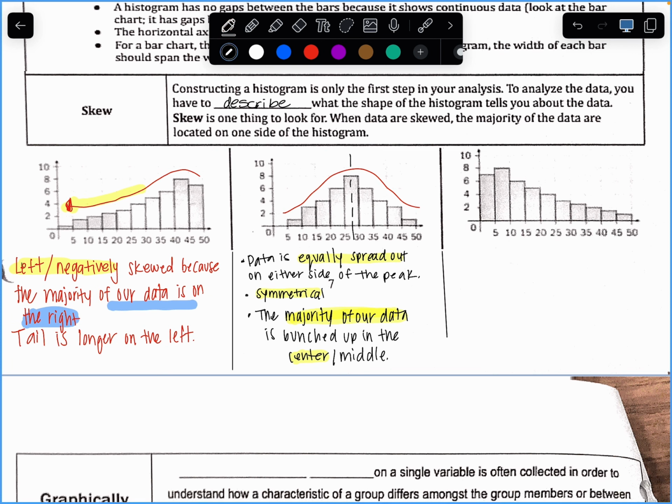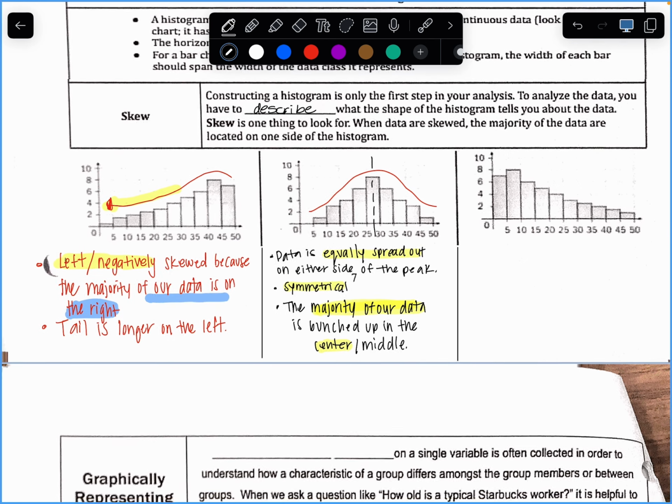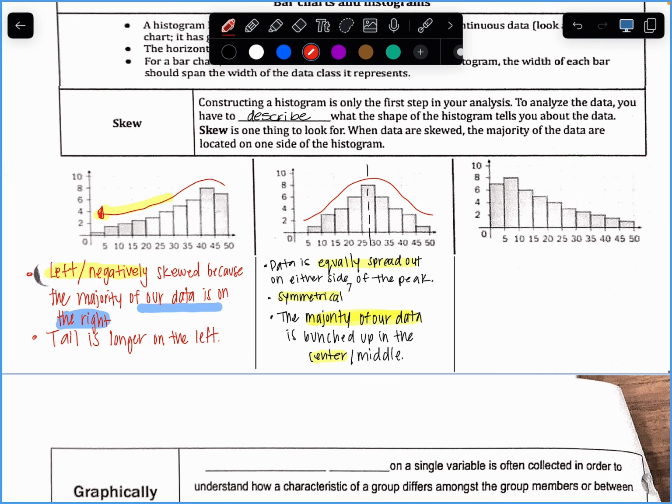Draw a line down here. Okay, so what can you tell me about this one with all the knowledge that you have? It's going from left to right. Yeah, the majority of our data, so let's write that down. Is it going to be right? Skewed. Positively skewed? Yeah, the majority of our data is on the left.